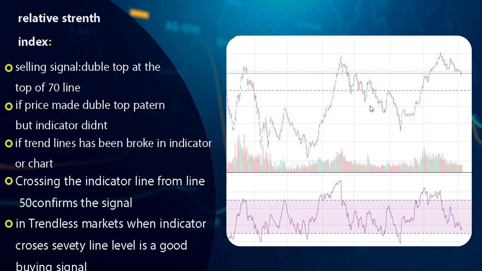One of the types of confirmation that we can get from this indicator is when this indicator line crosses the 50 line. It is a confirmation for our sell position or short position. Also, in markets that have no upward or downward trend, it is better to get signals from the 30 line and 70 line. I will talk about this in the future.